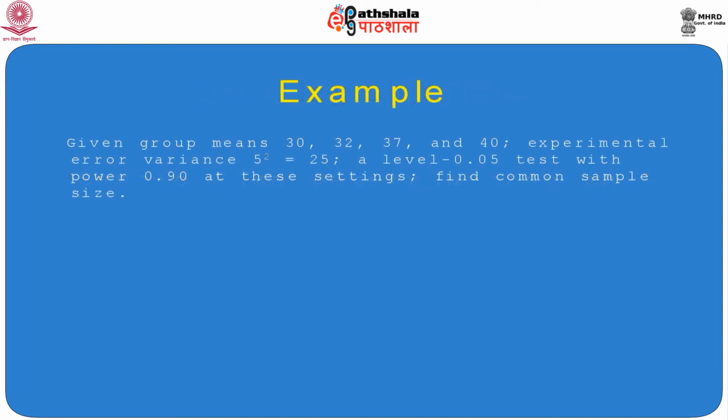Here we are going for one example. Given a group of means, that is 30, 32, 37 and 40, where we have 4 groups, with means 30, 32, 37 and 40, having an error variance of 5 squared, that is 25, with a level of significance of 0.05, and test power of 0.9, what should be the sample size? So we will illustrate this.